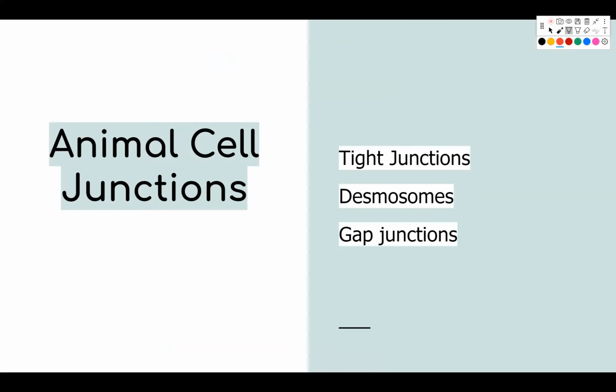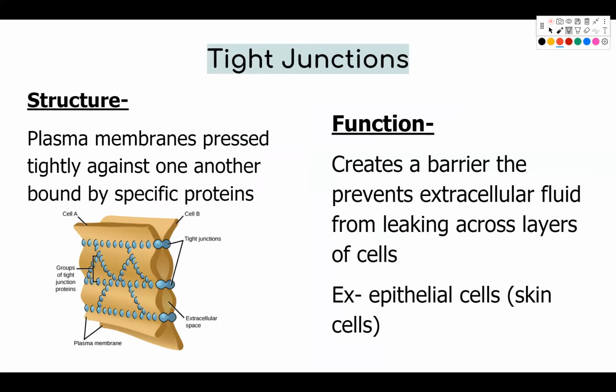All right. We also have animal cell junctions, and there are 3 animal cell junctions, and we're going to go through structure and function of all of these. So there are tight junctions, desmosomes, and the gap junctions. These are our 3 types of junctions in our animal cells. So we're going to start with tight junctions.